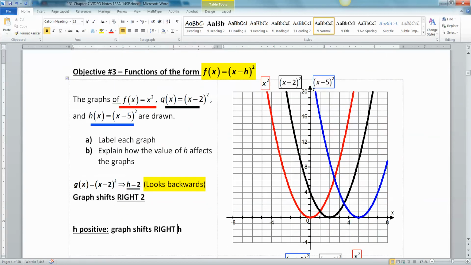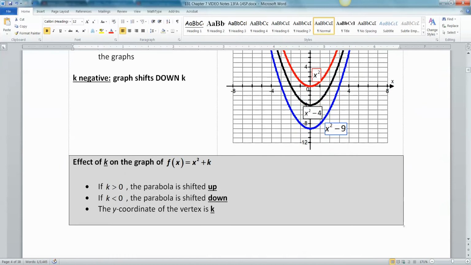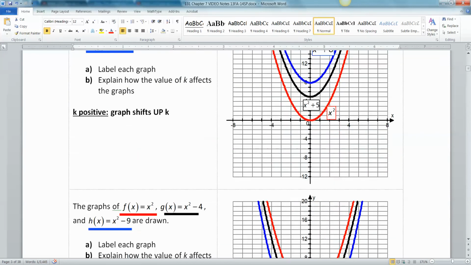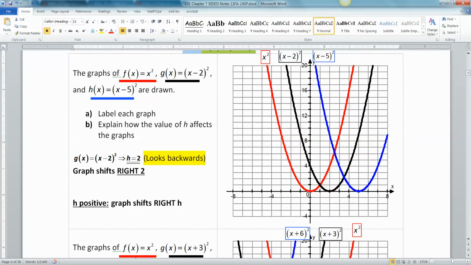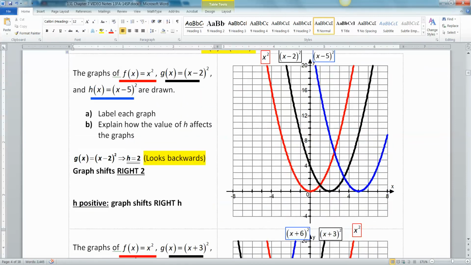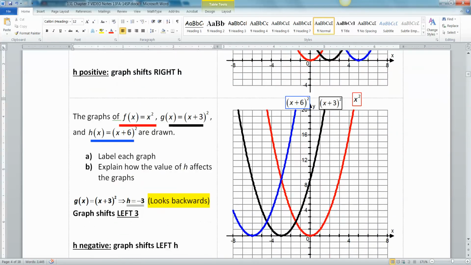Again, h is really funky. It'll always seem opposite, and that's because of what I highlighted right up here, that the formula is always a little bit weird because it's got a minus sign inside of it, whereas the other one was a plus k, so it doesn't have a minus sign in it, so it works just like you think it's going to. But this one with the h works backwards from what you think it's going to because of that negative symbol in there.